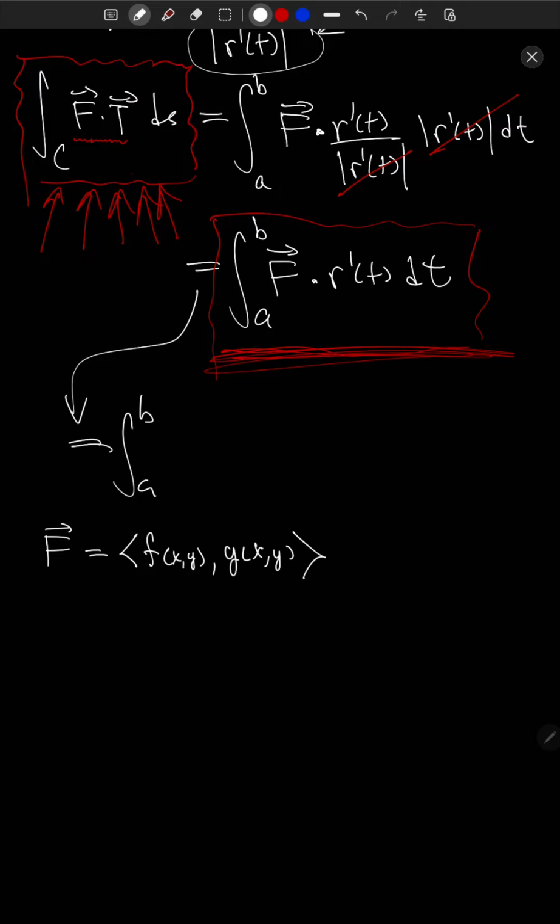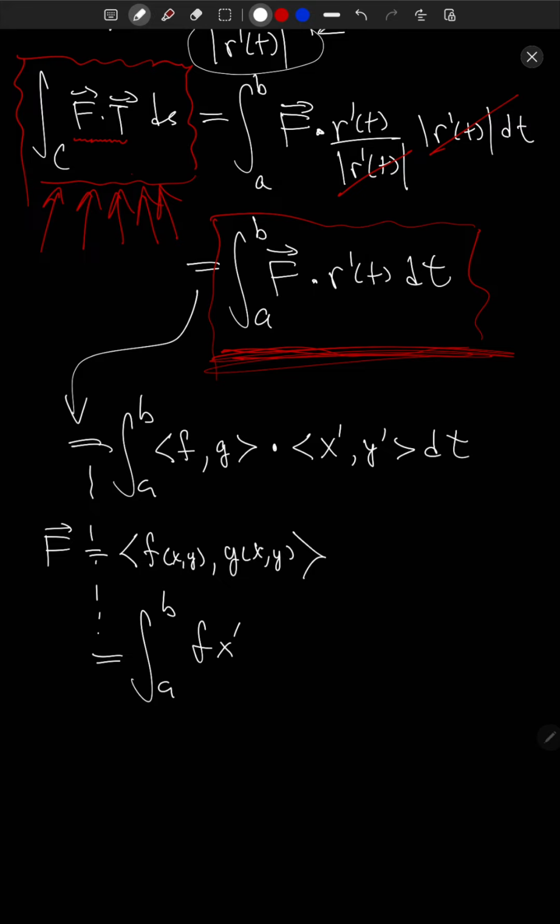Okay, so what would this F dot r prime of t look like? Well, it would be F comma G, F of x of t comma y of t, and so on, in actuality. And then dot, what's r prime of t? r prime of t is x prime comma y prime dt. So this integral is actually the integral from a to b of F x prime plus G y prime dt.